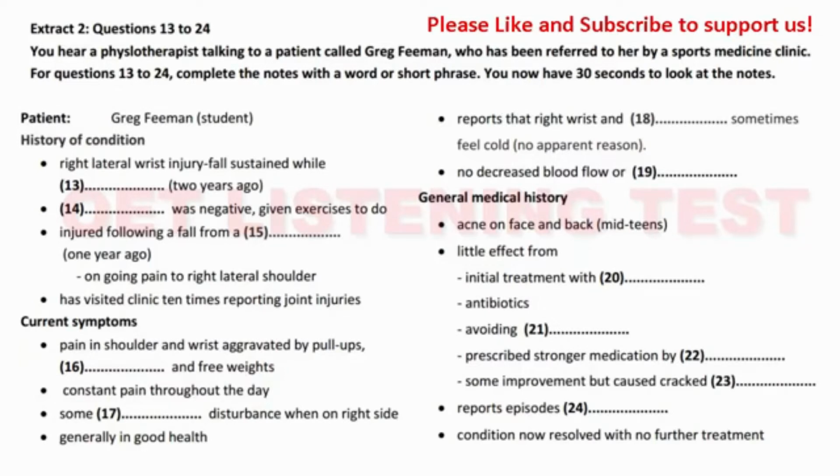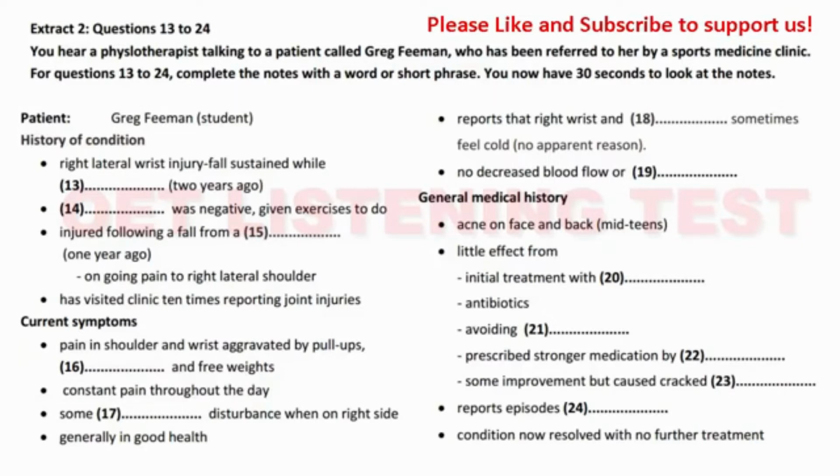OK, Greg, so I have your notes from the sports medicine clinic, and it looks as if you've had quite a few problems in recent years. Yeah. Would you like to talk me through them? Okay, well, the first time I got hurt was 2 years ago. I took a fall while I was rollerblading and I hurt my right wrist here on the side. So I didn't do anything right away, but next day I went and saw the doctor and they gave me an x-ray, but they said they couldn't see anything wrong and they just gave me some exercises to do.